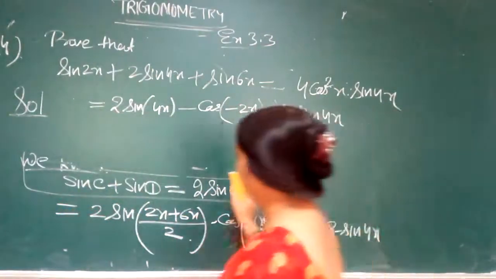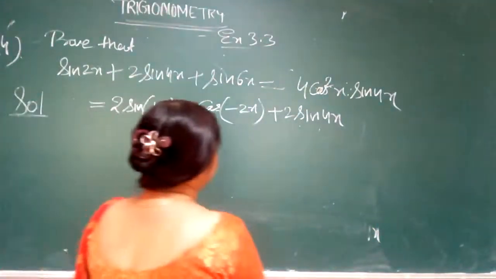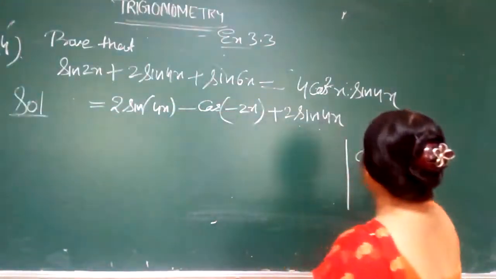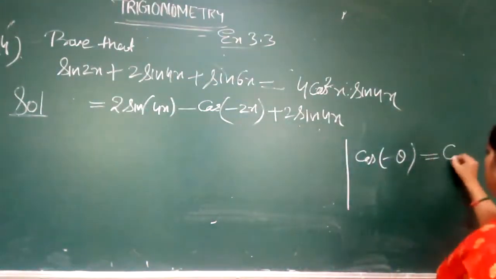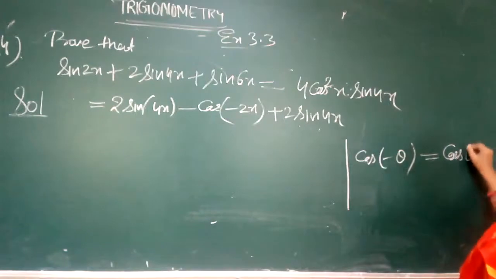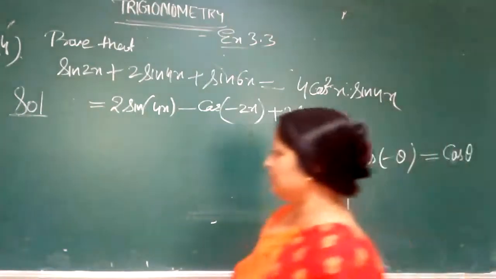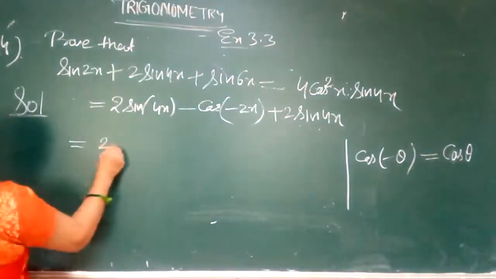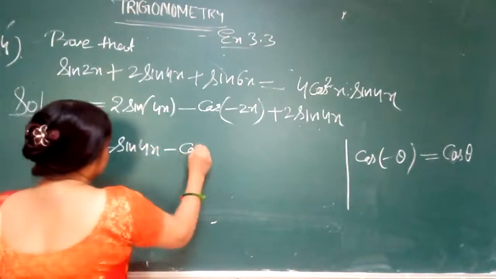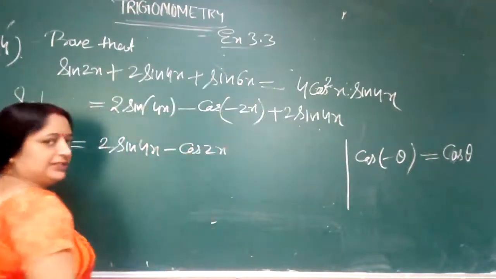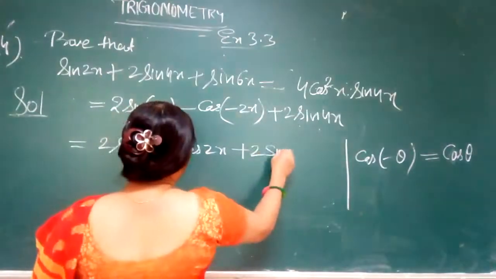Now students, after this step, you know what is the value of this? Cos of minus theta. Cos of minus theta is cos theta because it is in the fourth quadrant. So it will come 2 sine 4x minus cos 2x, because cos minus theta is cos theta, plus 2 sine 4x.